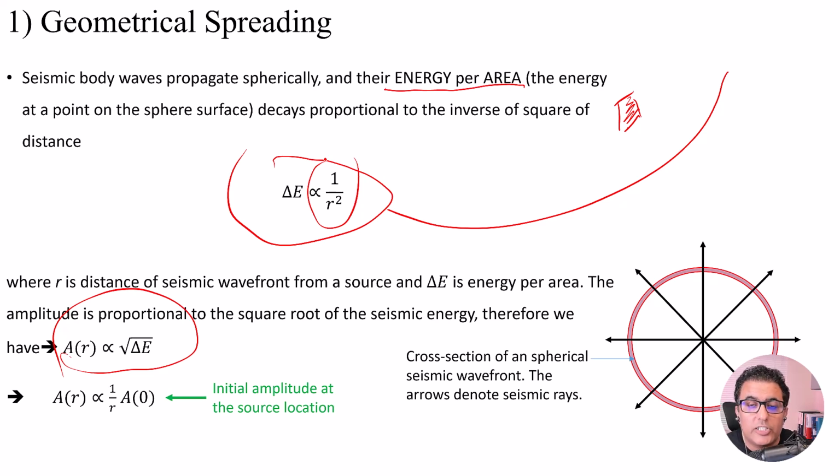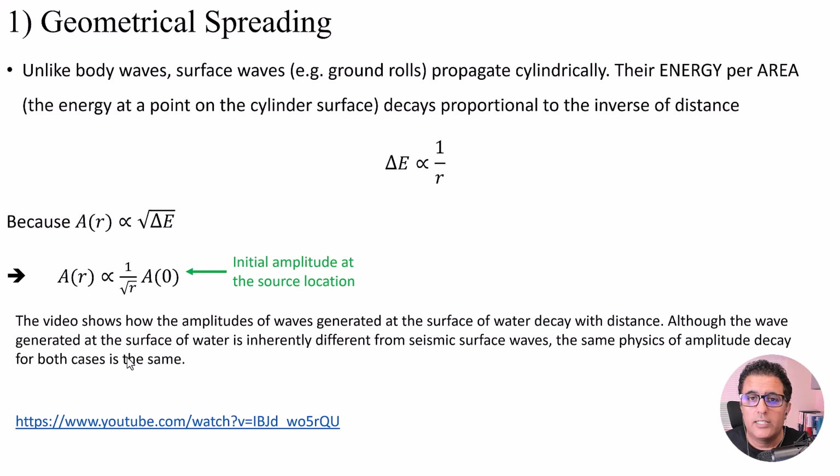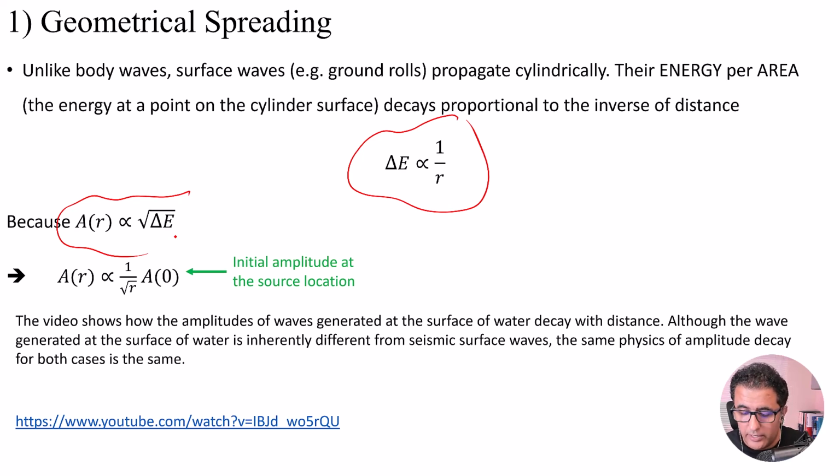call geometrical spreading. Unlike body waves, surface waves such as ground rolls propagate cylindrically. So we should expect that their energy per area decreases proportional to 1 over r. As a result, because A, the amplitude of the seismic signal, is proportional to the square root of E, the energy, for surface waves the amplitude decreases as 1 over the square root of r, where r is the distance from the source.